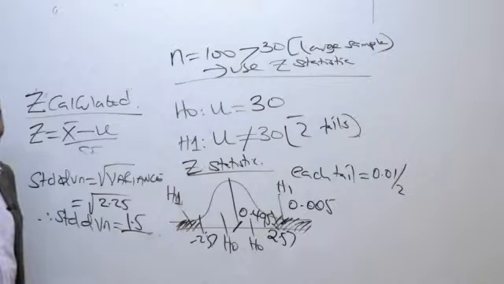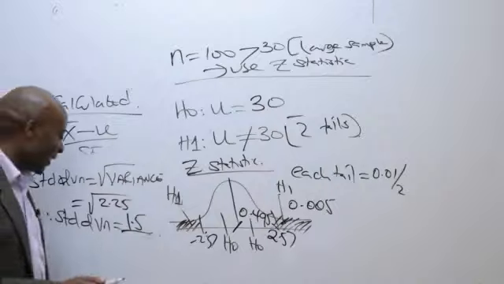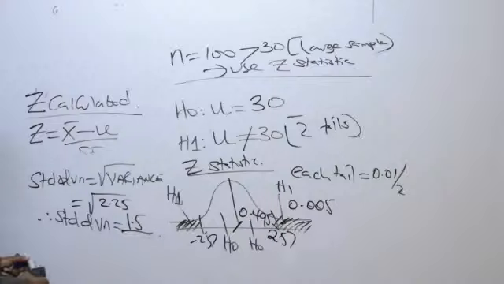Oh, sorry for that. We shall overcome. Sorry for that. Okay. So standard deviation is 1.5. Thank you very much.